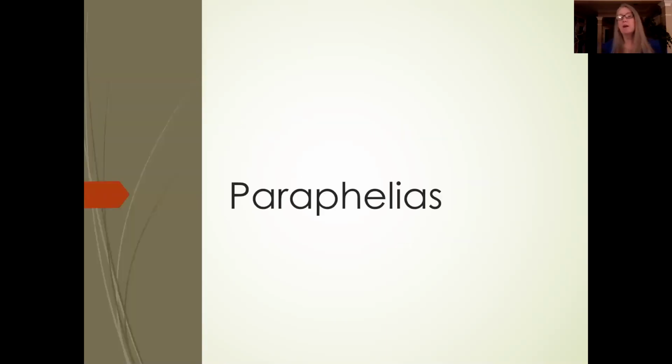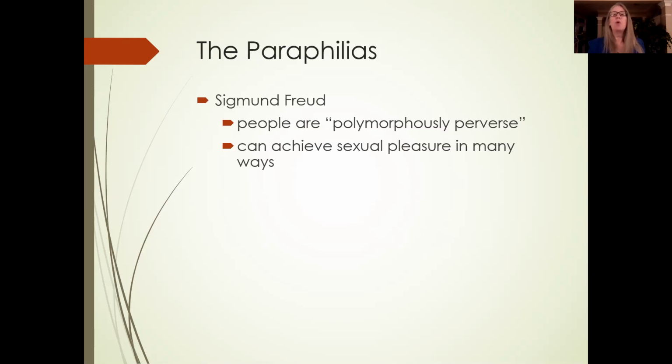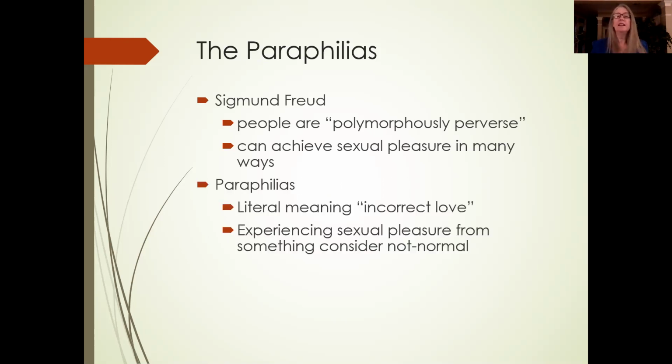Okay, now let's talk about paraphilias. So Freud said people are polymorphously perverse. What does he mean by that? He means that although there are some things that innately bring our species sexual pleasure, we can learn to find almost anything sexually pleasurable. Through classical conditioning, we can learn this pretty easily. So paraphilia literally means incorrect love, but really what we mean by it is experiencing sexual pleasure from something that's considered not normal.